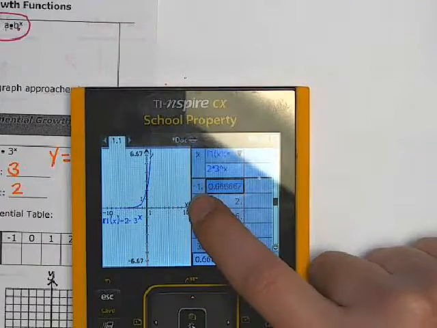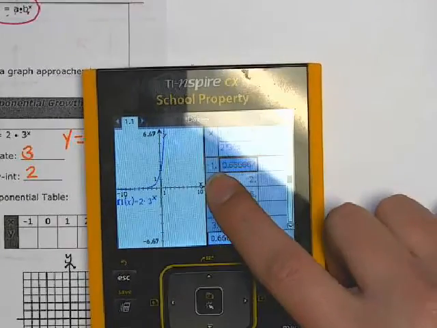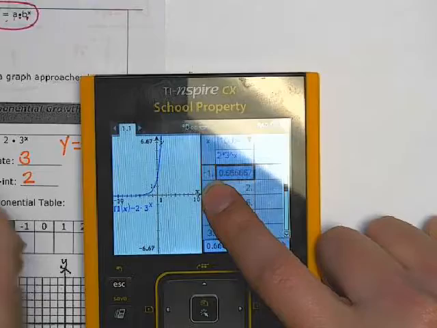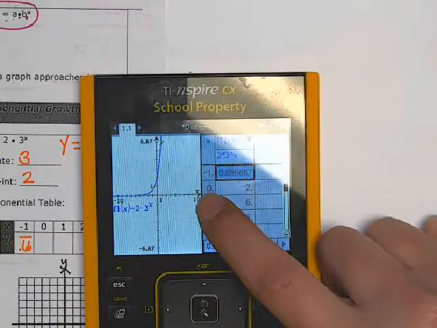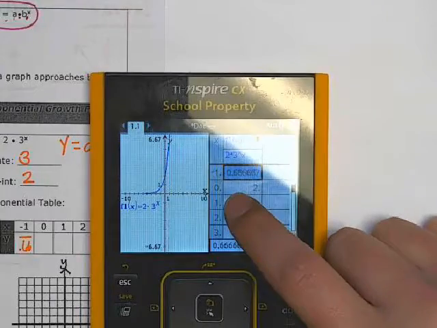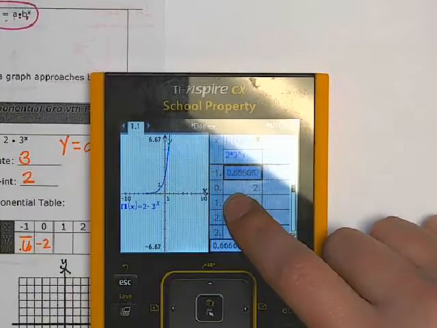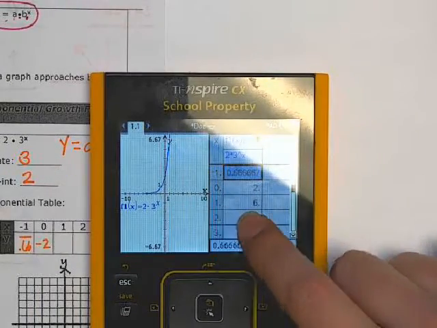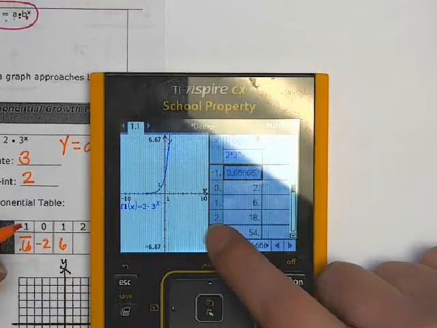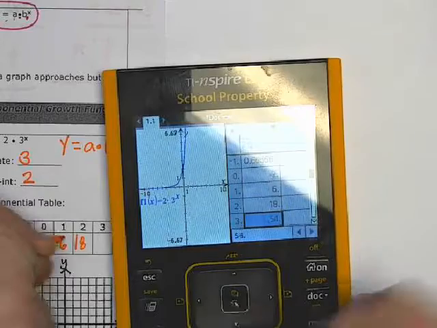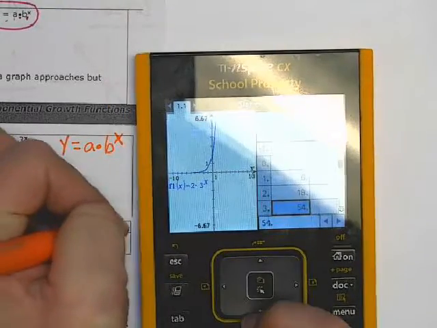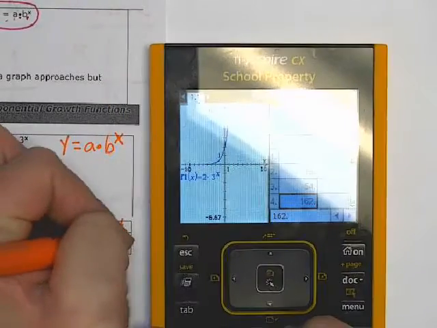We're going to start at -1, just like the table on the paper does. When x is -1, y is 0.66 repeating. When x is 0, y is 2. When x is 1, y is 6. When x is 2, y is 18. When x is 3, y is 54. When x is 4, y is 162.